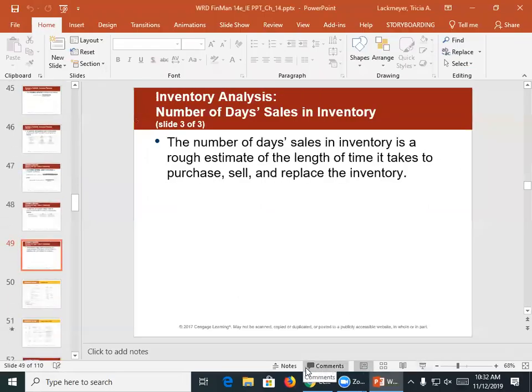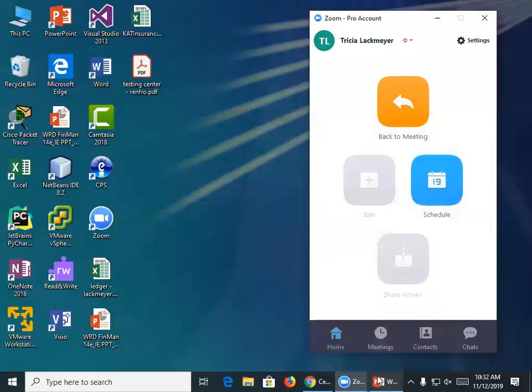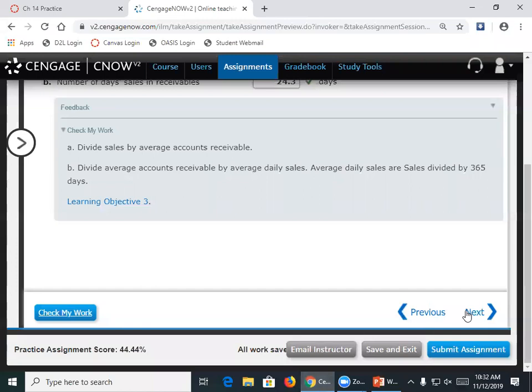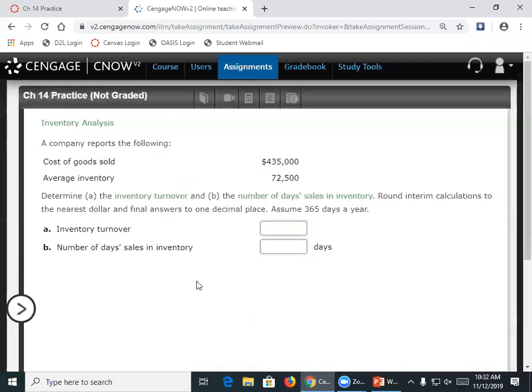All right, well, let's look at those calculations. So our next practice, obviously, is inventory analysis. So inventory turnover is the one we want to calculate first. On that, we truly just take cost of goods sold and divide by average inventory. Okay, so cost of goods sold divided by average inventory. Very good, 6.